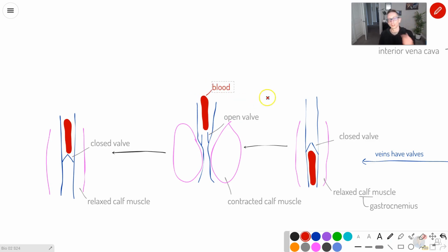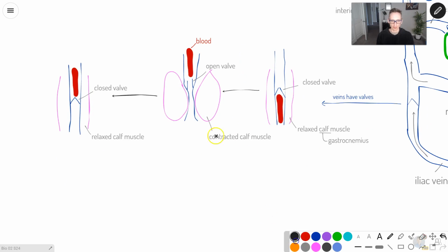So your calf muscles are often called your second heart because they help pump blood out of your legs and up into your body. So again, we relax calf, closed valve. We squeeze our calves, we pump blood up, and then if we relax our calves, that blood can't go back down because of this valve. Okay? We store something like 2/3 of our blood in our veins.